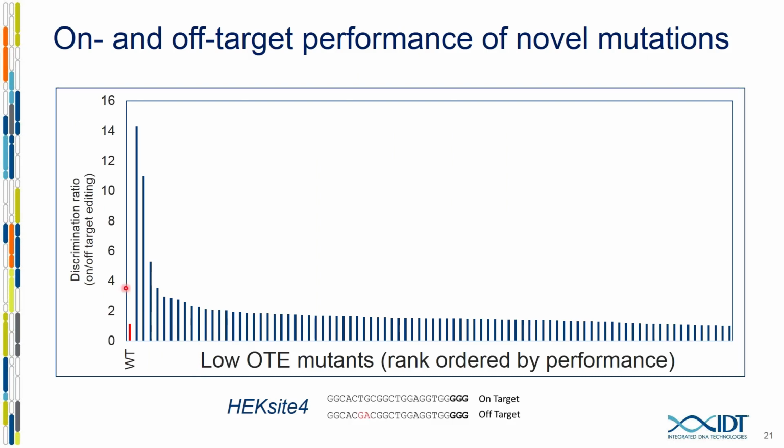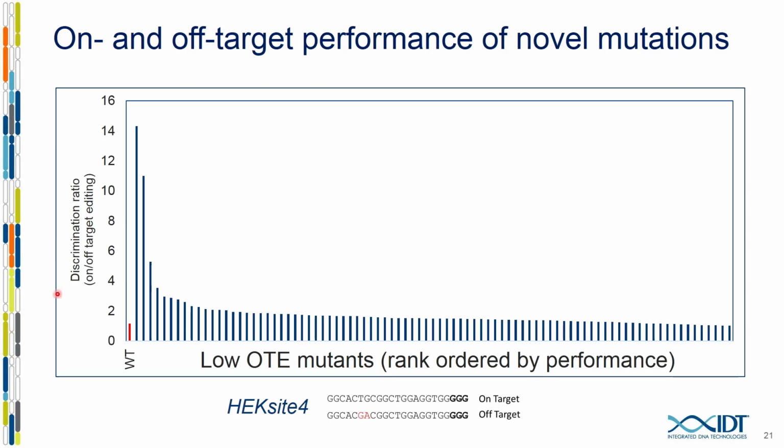This is, again, rank ordered by what I'm calling a discrimination ratio. That's the ratio of on to off target editing for this particular guide sequence. So the higher the number, the better the particular mutant discriminates on from off target. These sites were picked because wild type does not actually do a good job at discriminating at this particular guide. And you can see out of this screen, we were able to select a handful of these that actually had a phenomenal increase in this discrimination ratio, and several others that were middling effects.